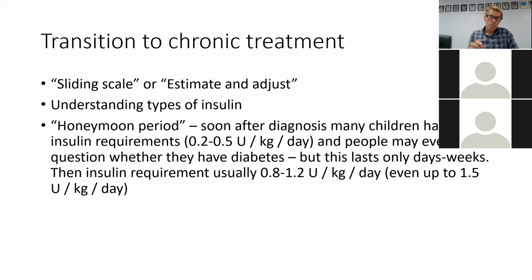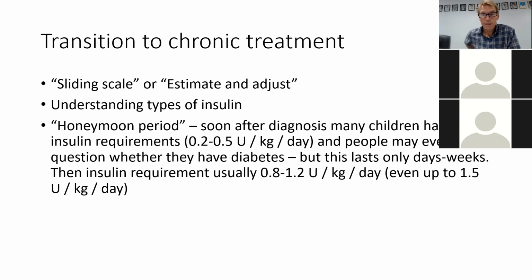period. They have a period after their DKA is treated when their insulin requirements will often be very low, somewhere between 0.2 and 0.5 units per kilo per day. And people might even question whether this child actually has diabetes because they don't seem to need much insulin. That honeymoon period usually only lasts for days or weeks, but it can be a period of some questioning. People think, oh, maybe we got the diagnosis wrong because the child hardly needs any insulin. But it is called a honeymoon period just because it only lasts a short time.